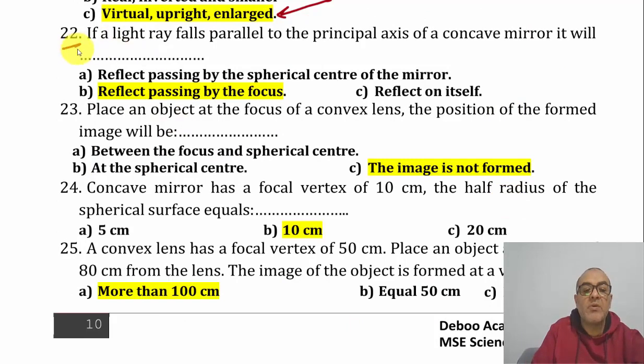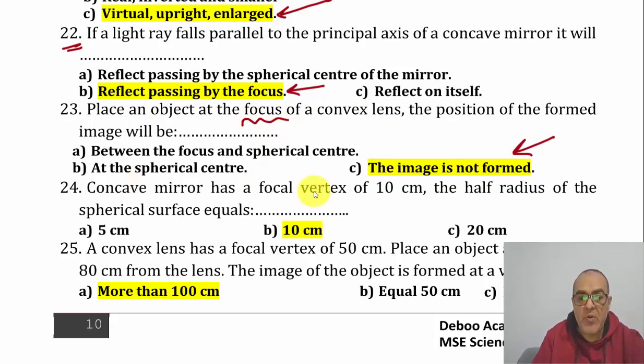Moving to question 22, if the light ray falls parallel to the principal axis, it reflects passing through the focus, we said that. Place an object on the focus of the convex lens, the position of the formed image will be: the image is not formed. When the body is at the focus, there is no image.